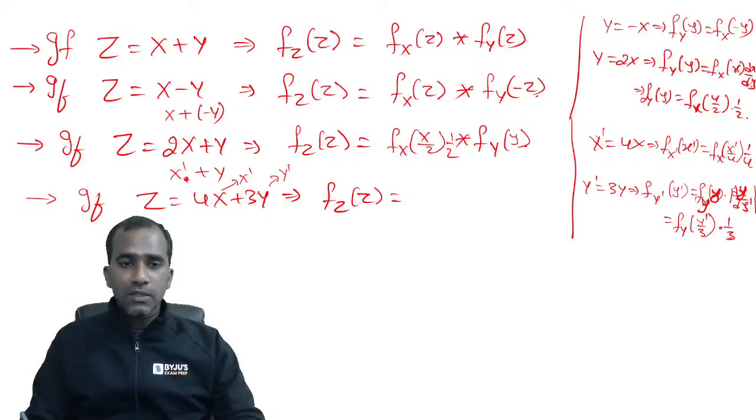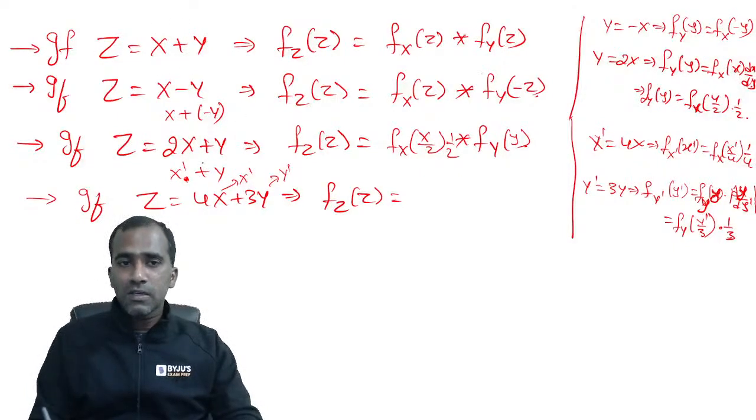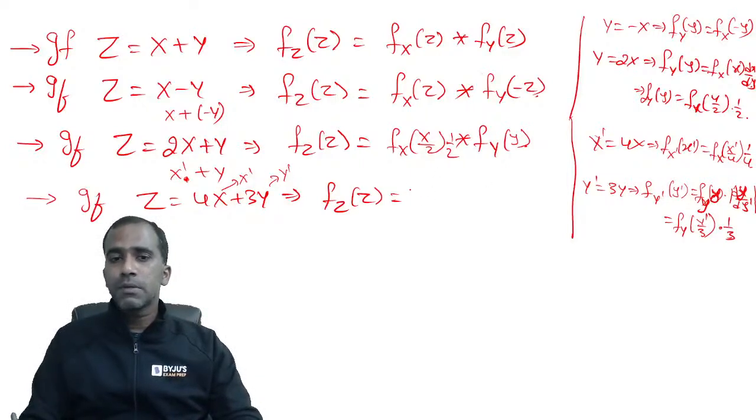Whenever they give you this kind of addition relation, look at it as a simple relation like x plus y. If it is not simply x plus y, whatever is in place of x, some 4x, look at it as x dash. In place of y, some other thing, look at it as y dash. If it is x dash plus y dash, find the PDF of x dash individually, find the PDF of y dash individually, and then do convolution. It will be simple, right?